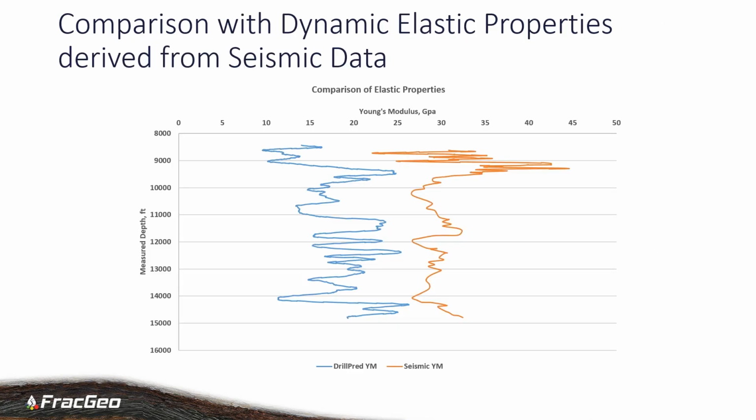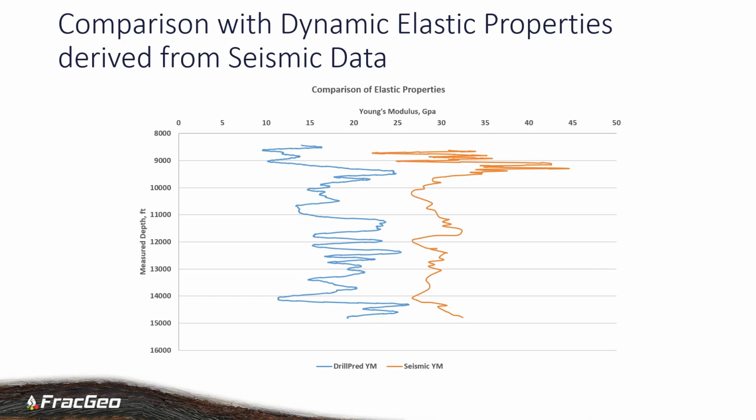And in this Wolfcamp example, we show here a comparison of the Young's modulus that was calculated from pre-stack seismic inversion versus the Young's modulus using drill predictor. So we see we have similar trends. Of course, the magnitudes are different in this case because seismic is measuring the dynamic Young's modulus and drill predictor is capturing the static measurement, kind of like what a core would measure.